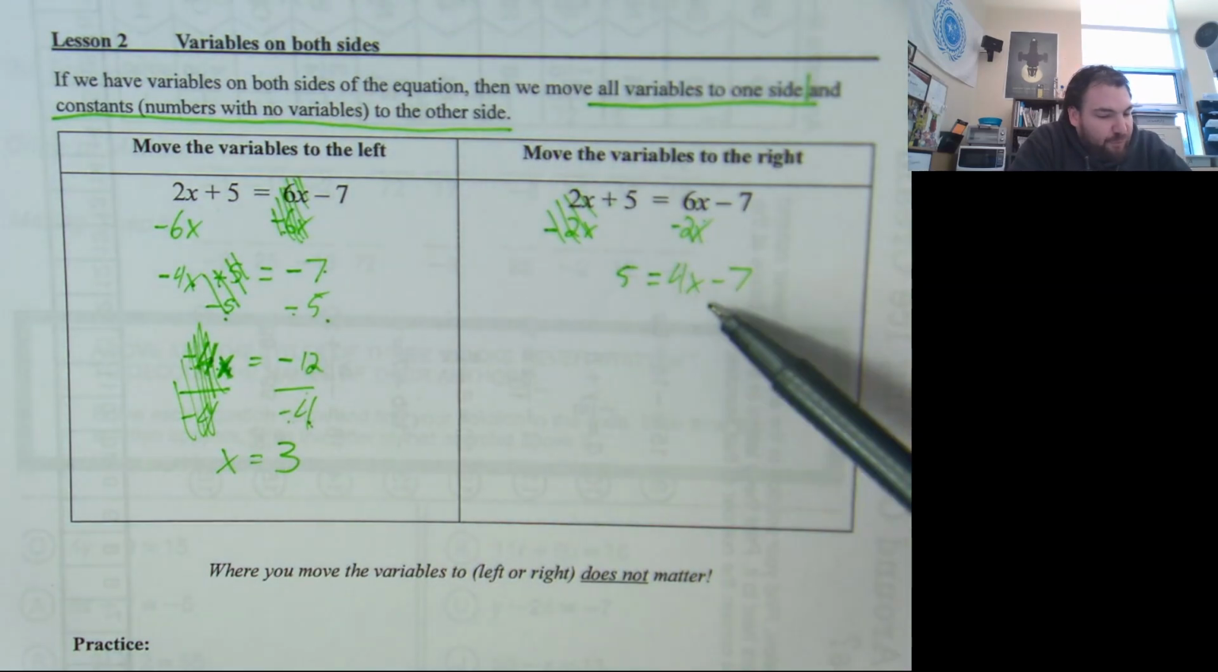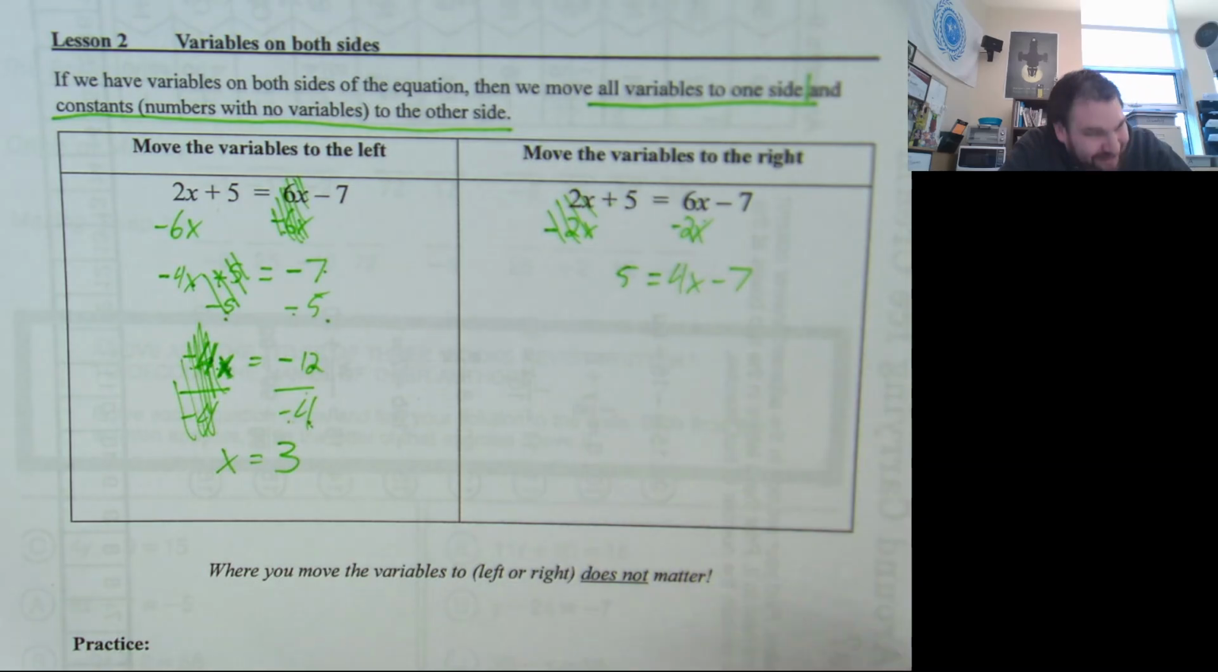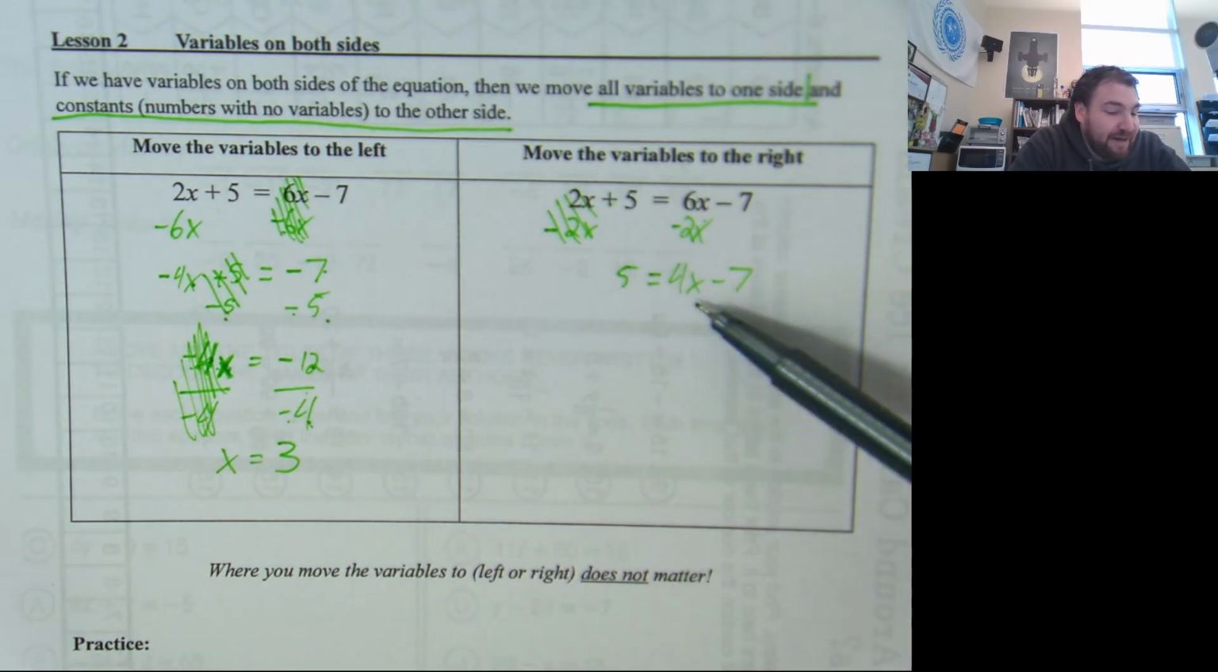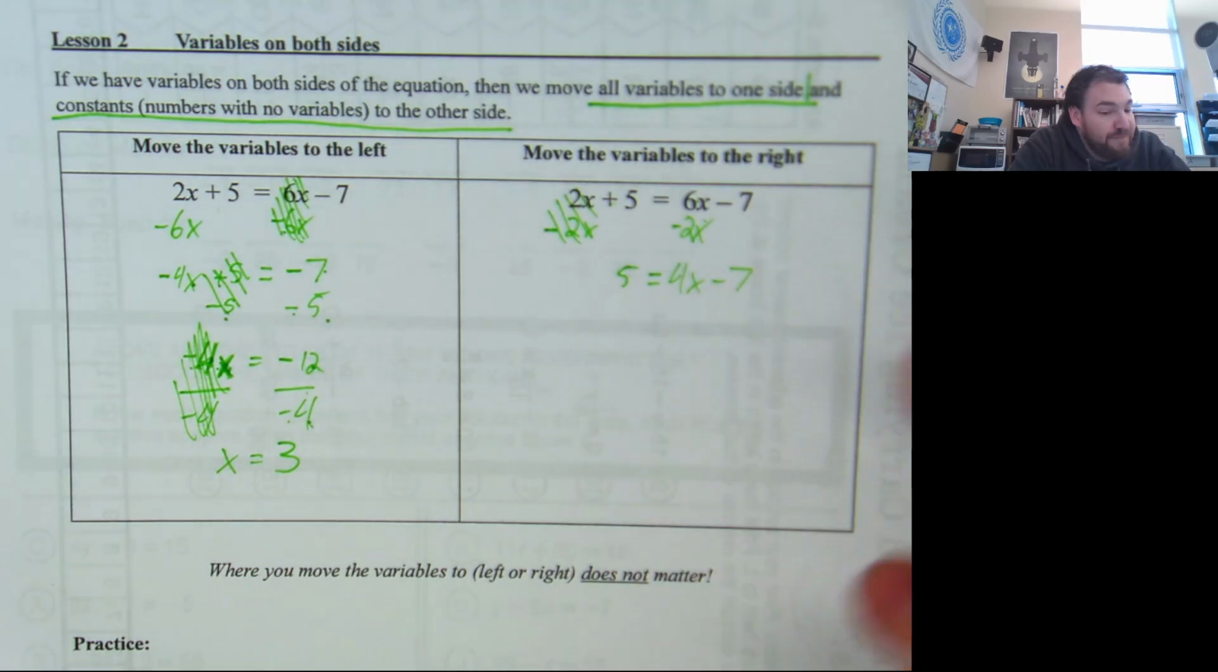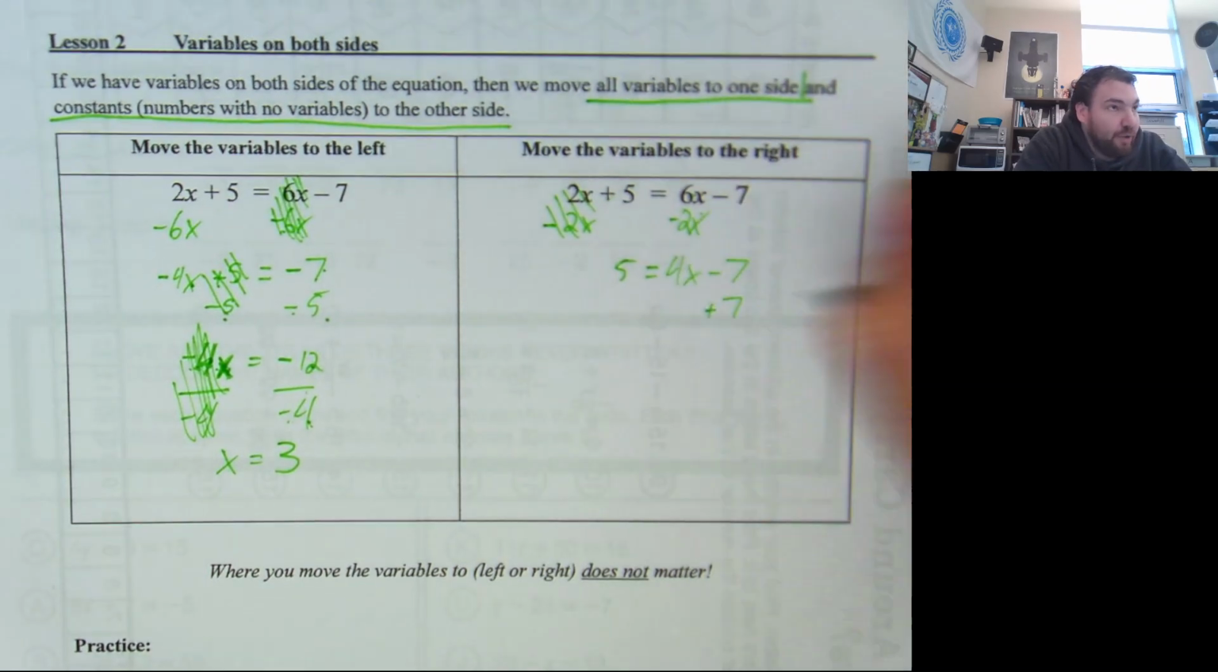So I've got 5 equals 4x minus 7. I don't want 4x minus 7. I want to get the x by itself. The first thing we have to do in SAMDEB is deal with the addition or subtraction. I've got subtraction here. So instead of minusing 7, we're going to add 7 to both sides.